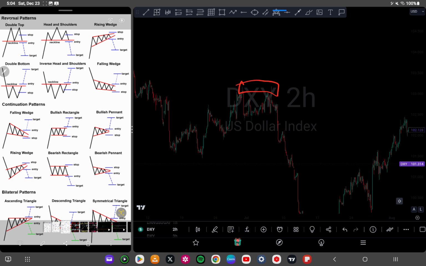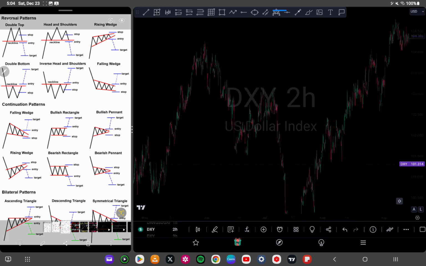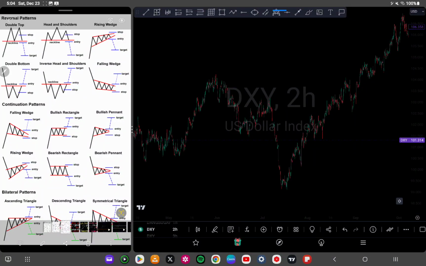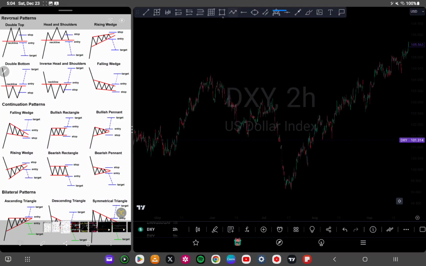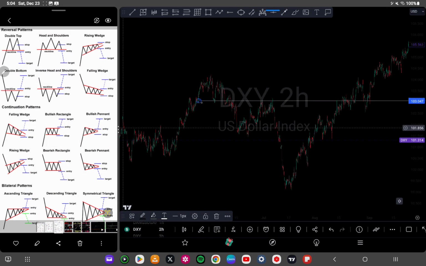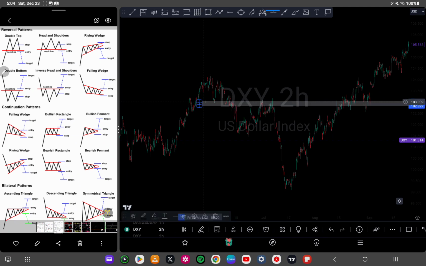It's a double top. So we can see that if we want to take this trade on this double top, it has to be on a key level. We can't just take the trade just because it's a double top. It has to be on a key level for us to know that it's valid.